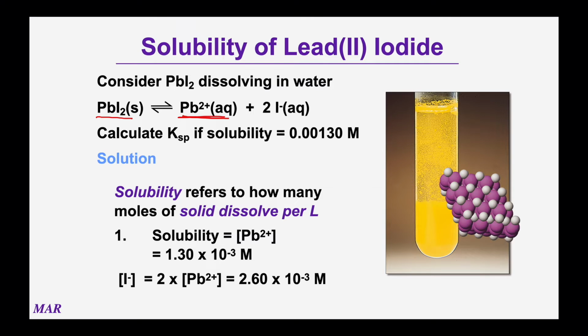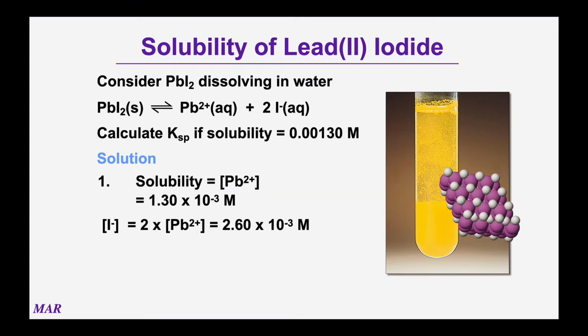Iodide will be twice the lead. Stoichiometry again: 2 I's for every 1 Pb2+. 2 iodides dissolve for every mole of PbI2 in the solubility. So iodide here is going to be 2.60 times 10 to the minus 3. Notice again how important the stoichiometry of the balanced reaction is. 2 I− per 1 lead, we multiply the lead by 2 to get the iodide, no problem.